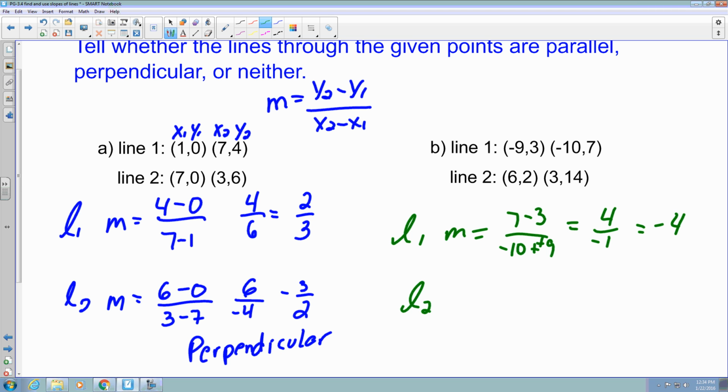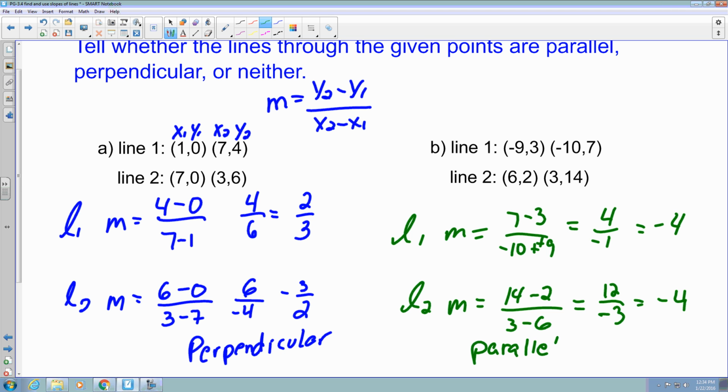If we look at line 2, we got m equals, this is going to give me 14 minus 2 all over 3 minus 6, just plug it in the formula. Finally, I got 14 minus 2, which is 12, 3 minus 6, which is negative 3, and 12 divided by negative 3 is going to give me negative 4. They're the same value. So since they're the same value, they have the same slope, this is a situation where these two lines are parallel.